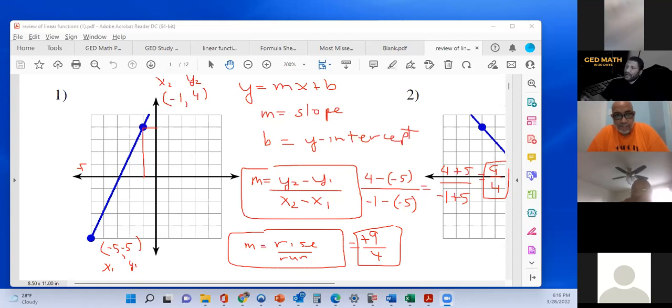Rise over run, right. When you have a graph, it's easier to use rise over run. You're 100% right. Any questions before we move over to number 2, and then I'm going to have you try number 2? No. Okay, so let me clear it.